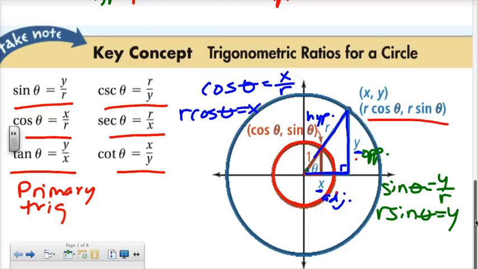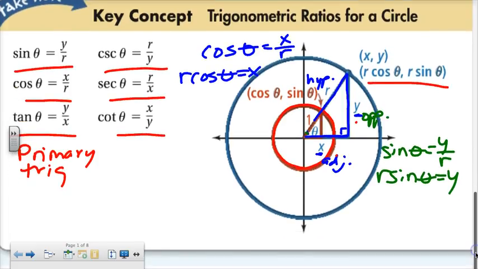So what we have to get across to ourselves is y is important when we're looking for sine. So it's going to be y over r by looking at the picture that we have over there. Cosine, the x is going to be important. x over r. And then tangent, y over x. So what we need to be able to do is figure out what is x, what is y, and what's r.